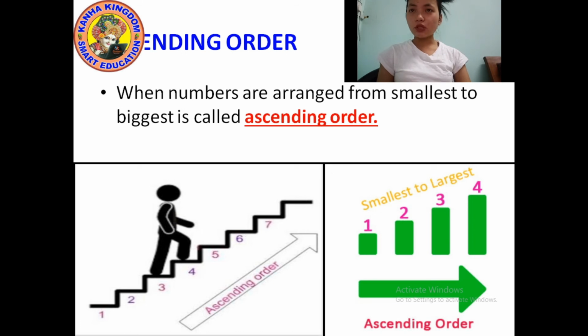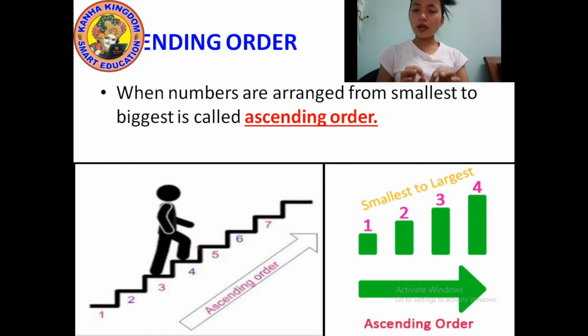Okay, now see the two pictures on the screen. In the first picture, the boy is climbing the stairs from 1 to 7. So this is called ascending order because it starts from 1. He is climbing up 2, then 3 and 4, then 5, 6, 7. So he is going from 1 to 7. This is the arrangement of smallest number to biggest number, so it's called ascending order.